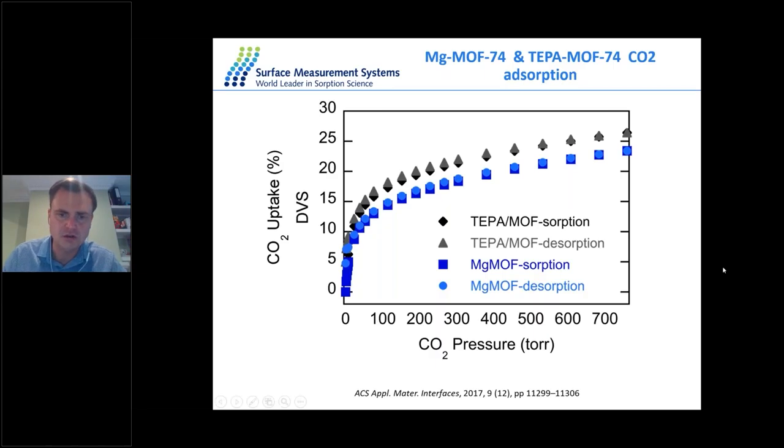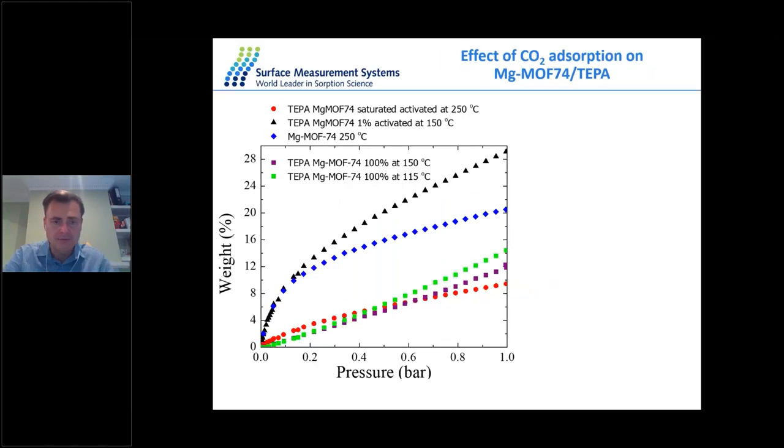So now I'm not going to go into the kinetics. As you can see, functionalized MOFs have much higher adsorption capacity compared to the original MOF 74 for CO2. So we look at the CO2 adsorption isotherms up to 1 bar. Now, we also look into more detail. First, we look at the MOF 74 outgassing capacity. So basically, you get about 16% uptake.